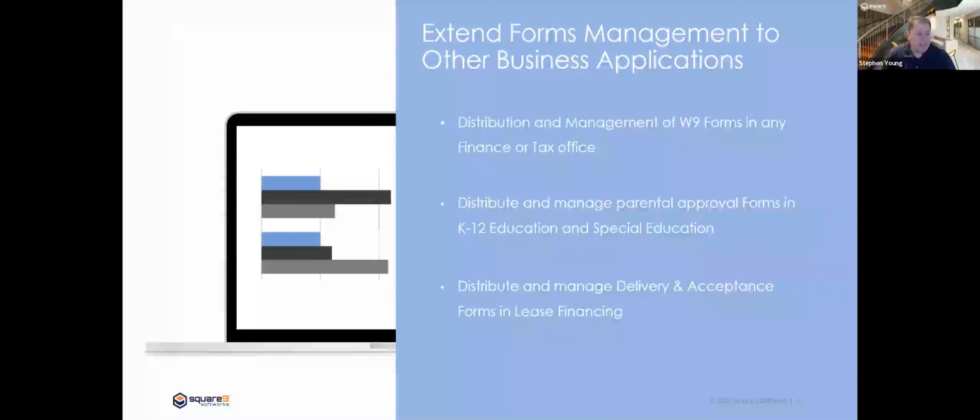In addition to that, it's very easy to take this product, GlobalForms, and extend it to other forms of business applications. So again, one of the things that we're seeing commonly now is the distribution and management of W-9 forms in any finance or tax office. The distribution in our education package of parental approval forms in K-12 education and special education. And also the distribution of things like delivery and acceptance forms and lease financing. So again, an incredibly flexible product, an incredibly powerful product. And we're going to have in just 1 minute Dan show you what he created.